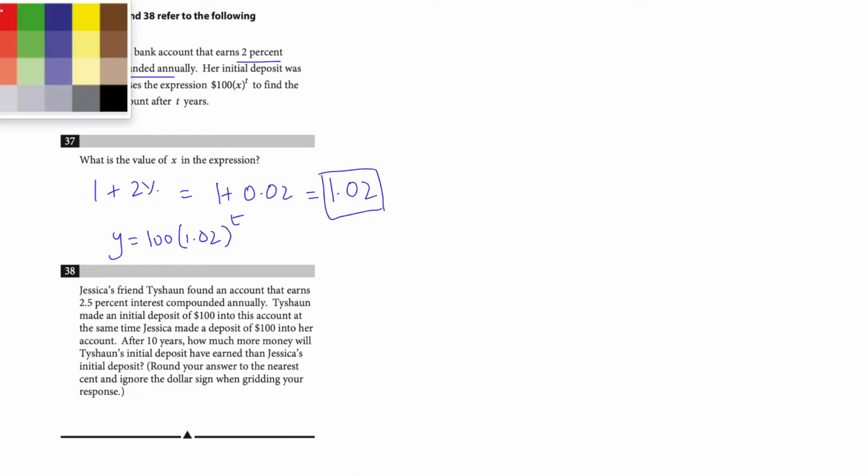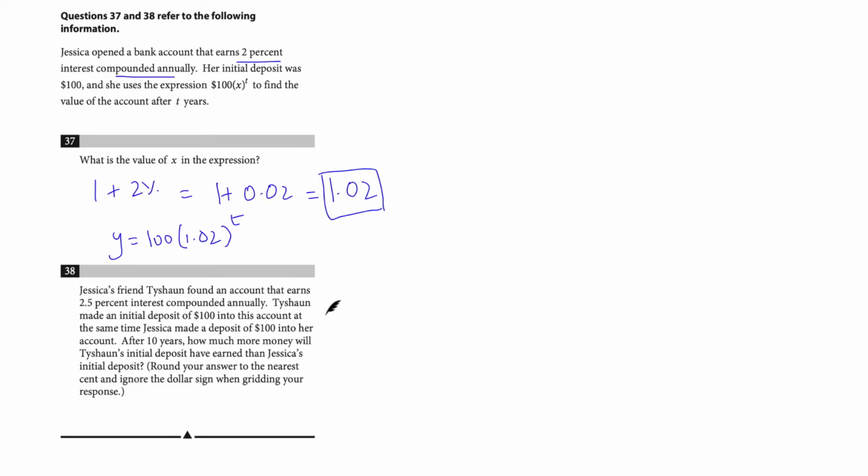Let's have a look at the second question. Jessica's friend Tashun found an account that earns 2.5% interest compounded annually. Tashun made an initial deposit of $100 into this account. At the same time, Jessica made a deposit of $100 into her account. After 10 years, how much more money will Tashun's initial deposit have earned than Jessica's initial deposit? Round your answer to the nearest cent and ignore the $ when gridding in your answer.